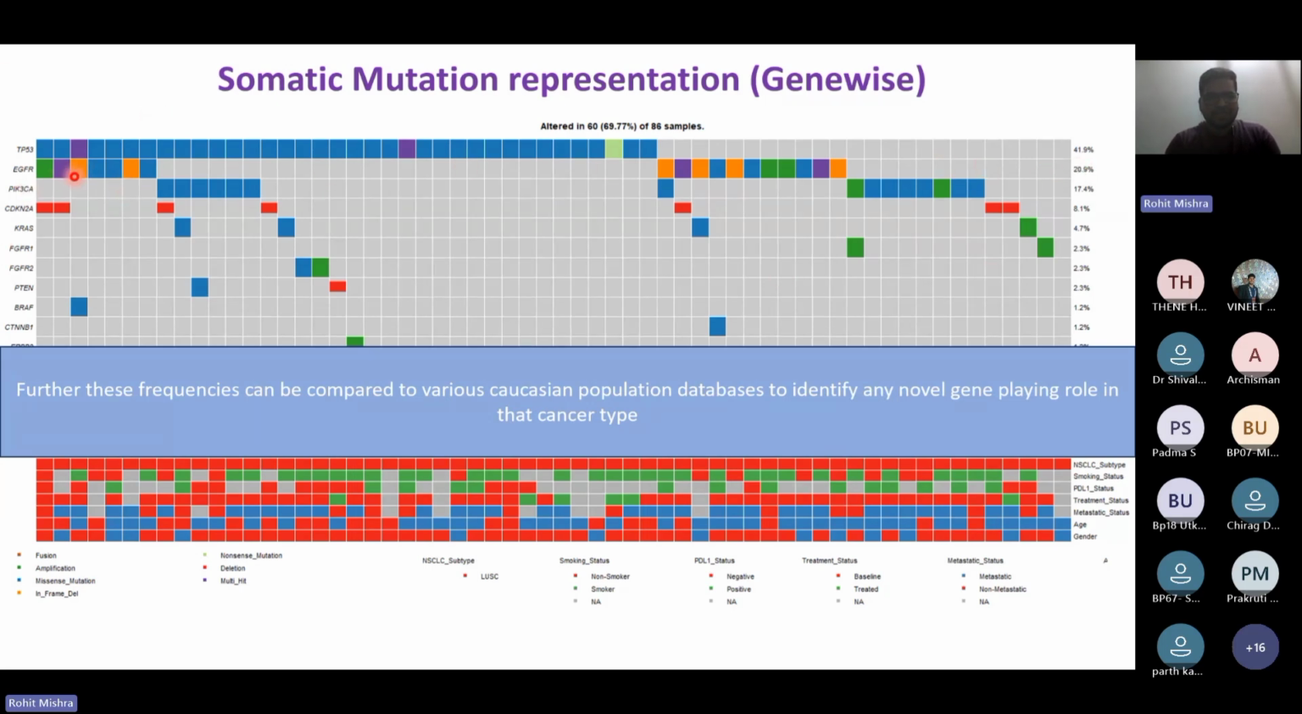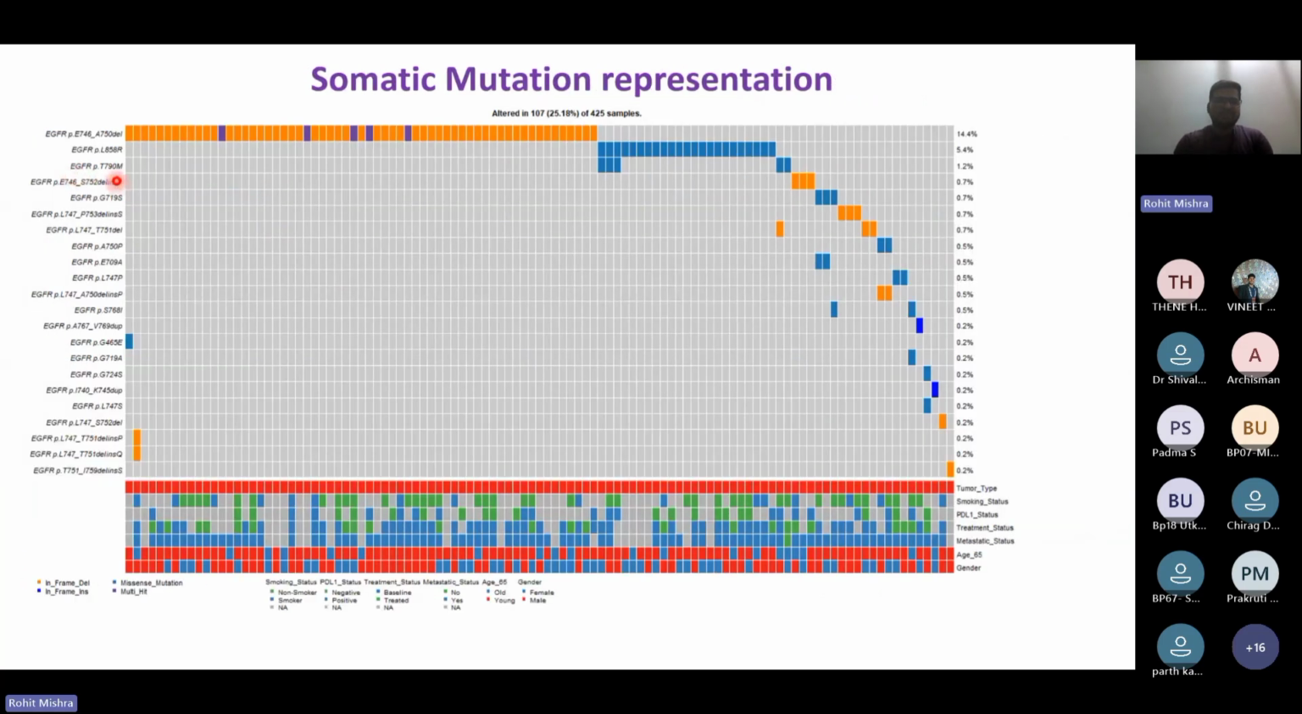Further, we have made a mutation-wise heat map. If you see over here, there are several mutations present, so different types of mutations. This includes indels as well as point mutations, like the one I showed earlier, L858R. EGFR has this particular mutation, and it is present in 5.4% of our population. Whether it is the same in the TCGA dataset or not will help us identify. And there is other information which can be associated, like smoking status, PD-L1 status, whether the patient was treated or not, and whether there is any metastasis. The age-related information is also present, and the gender also.